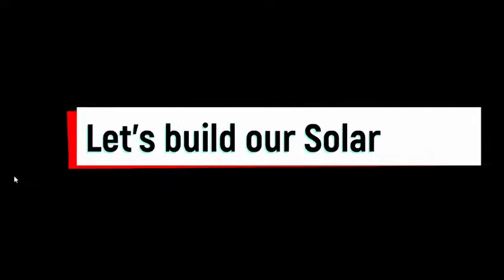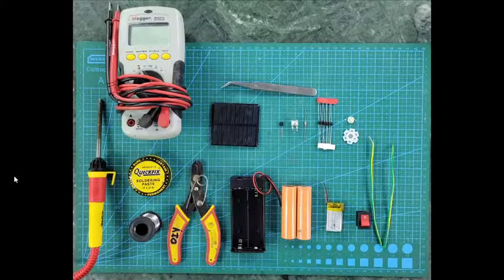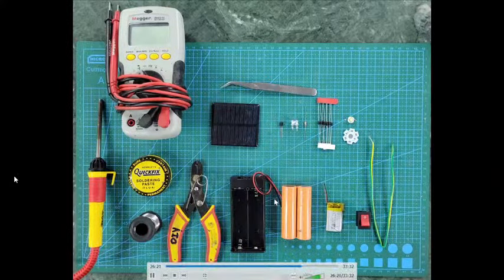So now let's build our own solar lamp. Now we have the components required: multimeter, soldering material, stripper. We need two rechargeable lithium-ion batteries, or you can take one battery as well, 3.7 volt. We need an NPN BC547 transistor, a 10 kilo ohm resistor, a diode, an LED, a switch, and a couple of wires or cables.